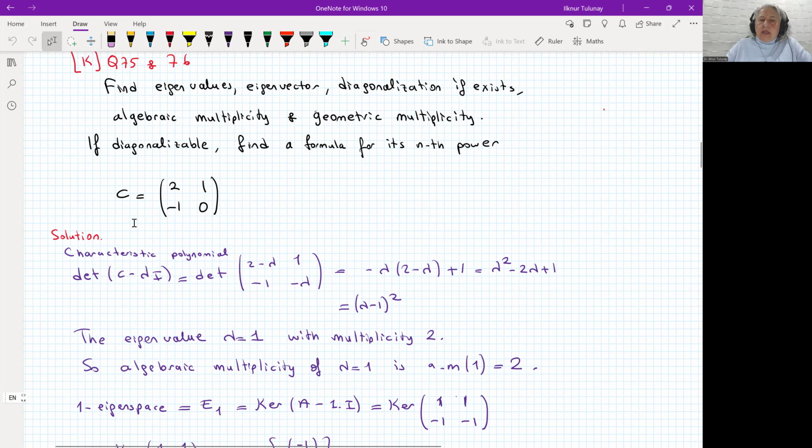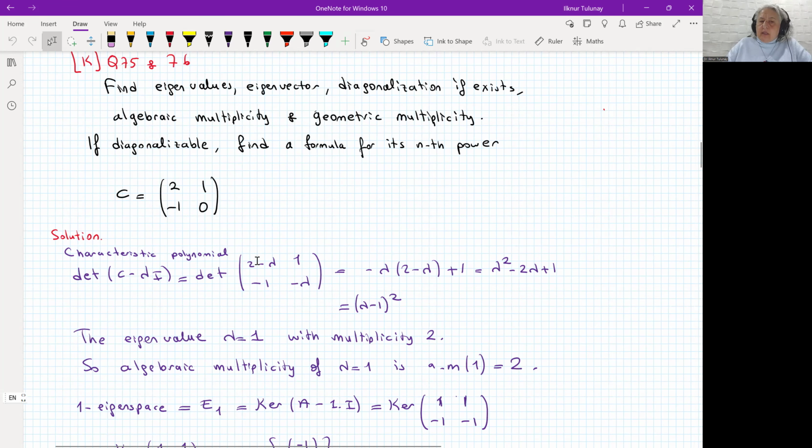This is a 2 by 2 matrix. And let's calculate the eigenvalues first, right? That's the first thing. So we would like to find the determinant of C minus lambda I equal to 0, which is the characteristic polynomial. We would like to find the roots of that polynomial. The identity matrix, as we know, has ones on the diagonal and zeros elsewhere. So it affects only the diagonal entries. So the diagonal entries will be 2 minus lambda and minus lambda, and all the others will be the same, that's 1 and minus 1.